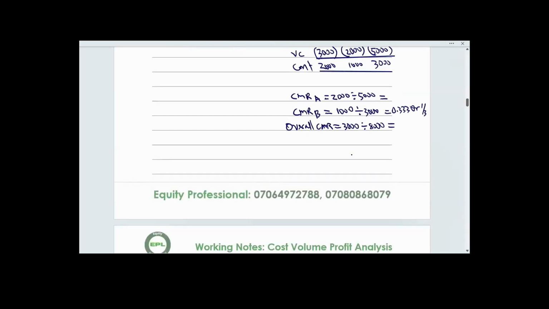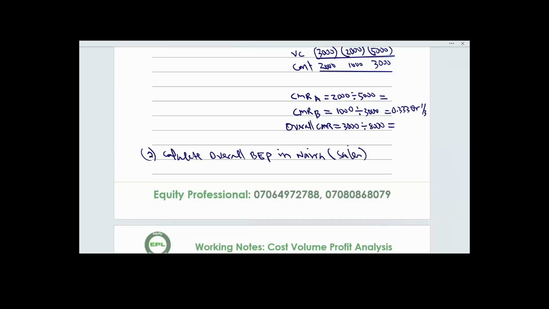Now, step 2. You need to determine overall break-even points in Naira. Calculate overall break-even point in Naira. When I say in Naira, I simply mean sales.